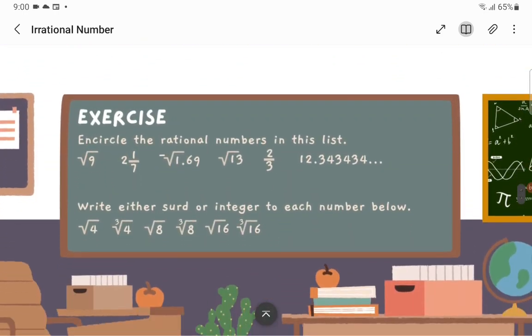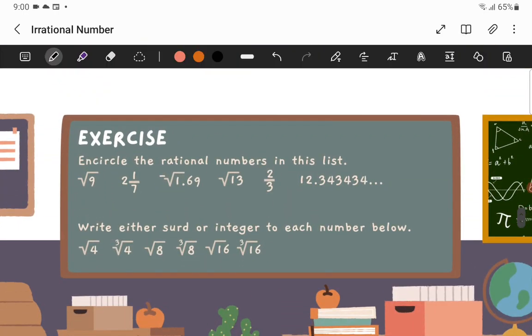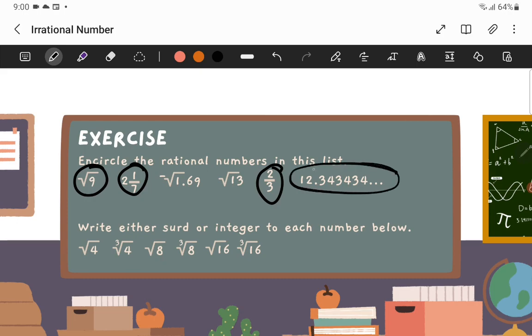Exercise time. Circle the rational numbers in this list. Square root of 9 will give you 3. Integer. 2 1/7, a mixed fraction. 2/3 is a fraction. 12.343434 recurring decimal is rational. Square root of 13 in the calculator will give you an irrational number, so skip that.